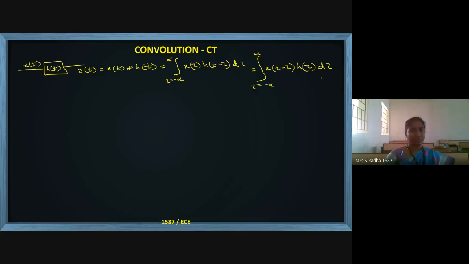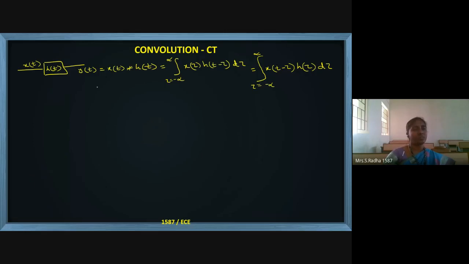So x of tau is the first signal, h of tau is the second signal. One signal in dummy variable, the other signal you have to take in shifted version. This is about convolution in continuous time. Now I will go with problems in continuous time.